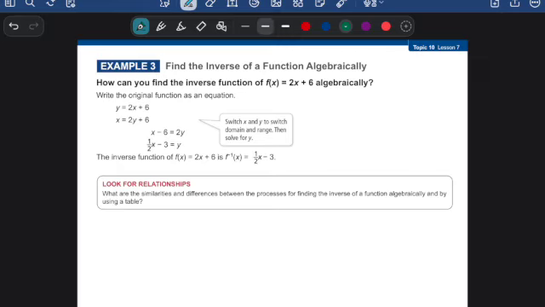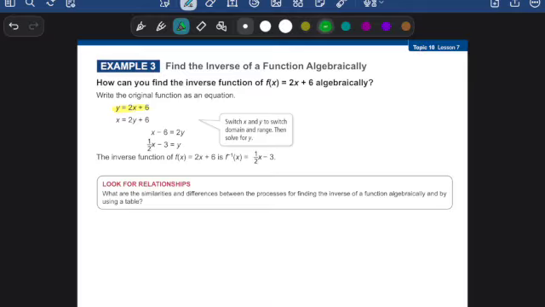Example 3, find the inverse of the function algebraically. So besides using our graphing calculator, can we find the inverse? Well, yes, this is pretty easy. Remember, in the tables, we switched the output values for the input. So we switched the y values for the x values. We're going to do the same thing to the equation. So here's our original equation. Y equals 2x plus 6. There's our linear function. All we're going to do is switch y and x.